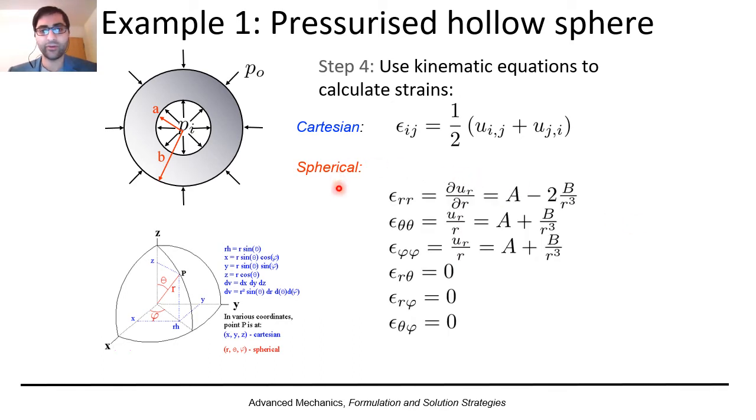As a result, the solution is reduced to epsilon rr equal to partial u_r partial r, which becomes a minus 2b divided by r to the power of 3. For epsilon theta theta and epsilon phi phi, we have u_r divided by r, which becomes a plus b divided by r to the power of 3. And for off-diagonal elements, we get only 0.